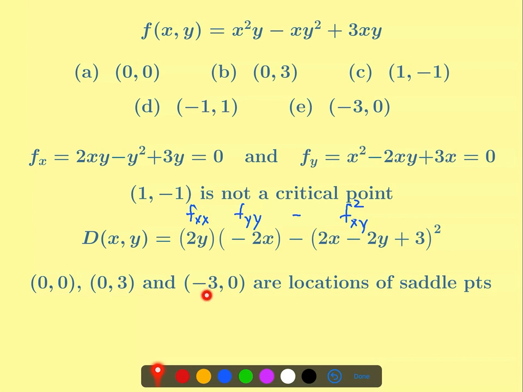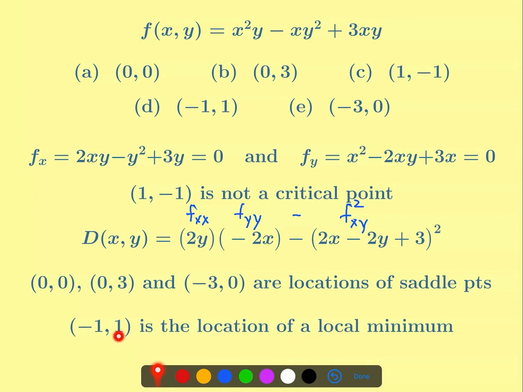And the same thing happens at minus 3, 0. This will be minus 6, and this will be 0, and this will be 3, so we'll have minus 3 squared, so we'll have minus 9 again. So D is negative for each of these, and whenever D is negative, that means it's the location of a saddle point, provided they're critical points, which we have already checked.